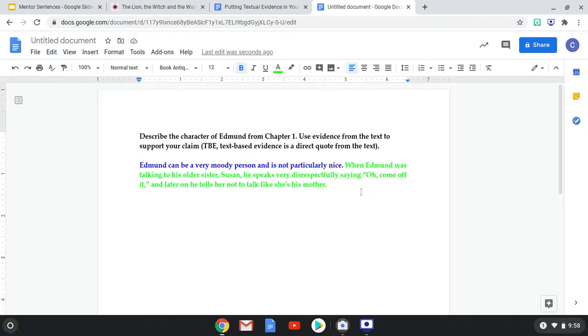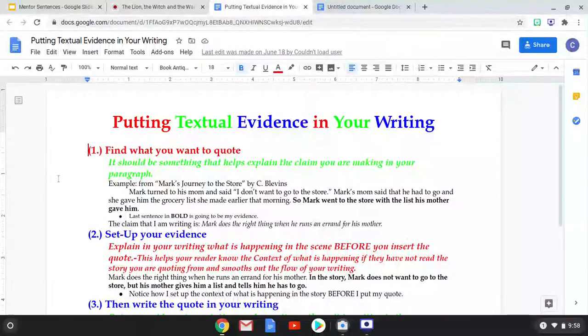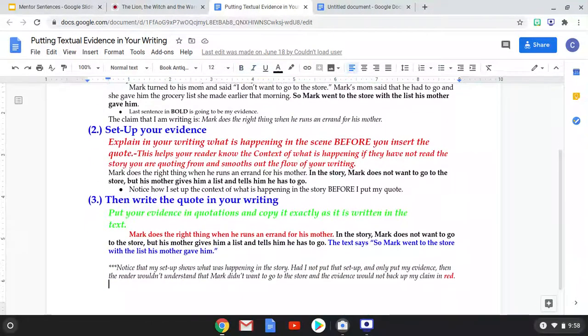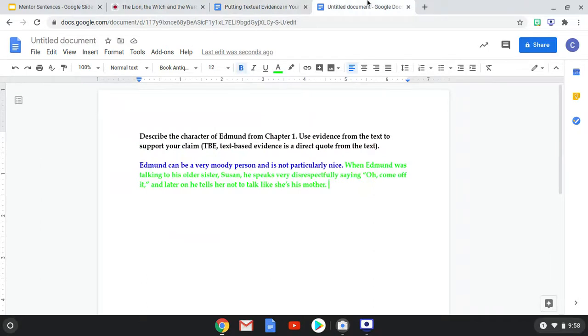This is a direct quote from the text, and this is me putting what happened in the text in my own words. Okay, so I went back to the text. Does this show that he's a very moody person and not particularly nice? Yes, it does. Okay, if I go back here for some support, I set up my evidence, I put the quote in my writing, and now what I'm going to do is explain in my own words what this proves.